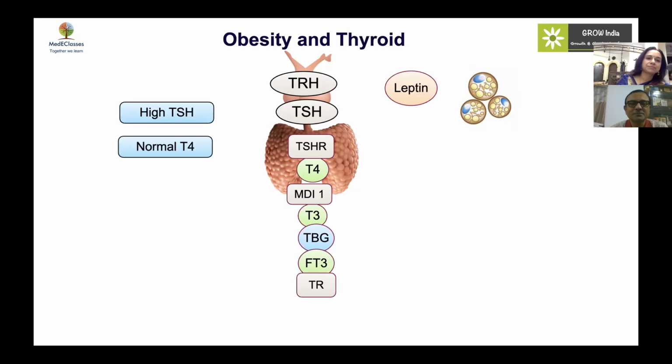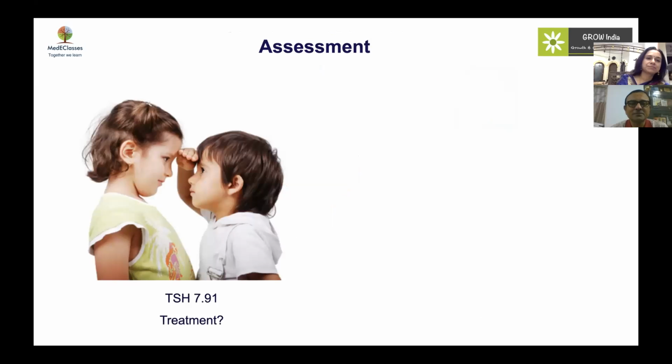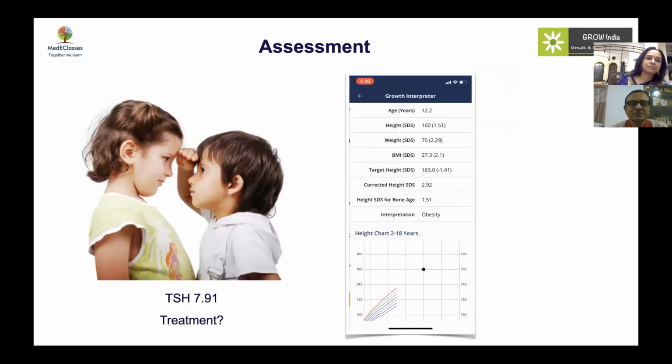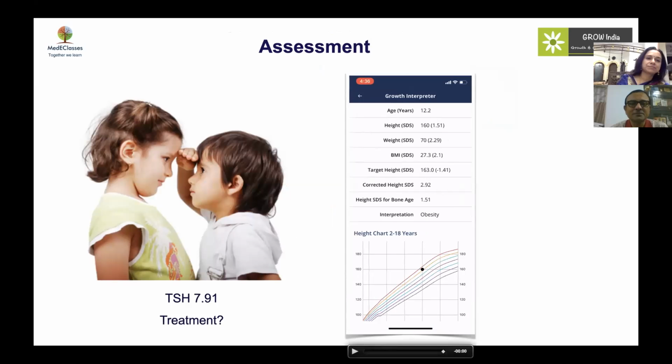And this is a very common situation. No need to treat unless there is a goiter, unless there is a TPO positivity in that setting. So this is a compensatory reversible form, no treatment required. Now, if you look at this child and put in the growth interpreter in our app, what you're seeing is that this child is actually tall. And if you have a tall child with obesity, it's very, very unlikely to be having an issue with regards to endocrine cause. So this hypothyroidism is the effect of obesity and not the cause of obesity. And on follow-up, the levels were normal.